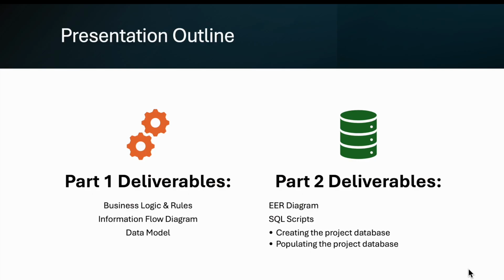So, a little overview of our presentation. We're going to go over our part 1 deliverables, which is our business logic and rules, our information flow diagram, and our data model. And we're also going to go over our part 2 deliverables, which is our EGR diagram, and our SQL scripts, which create our database and populate the database with data.